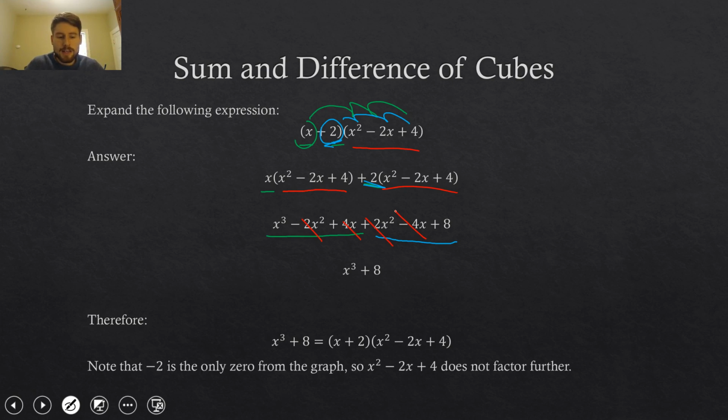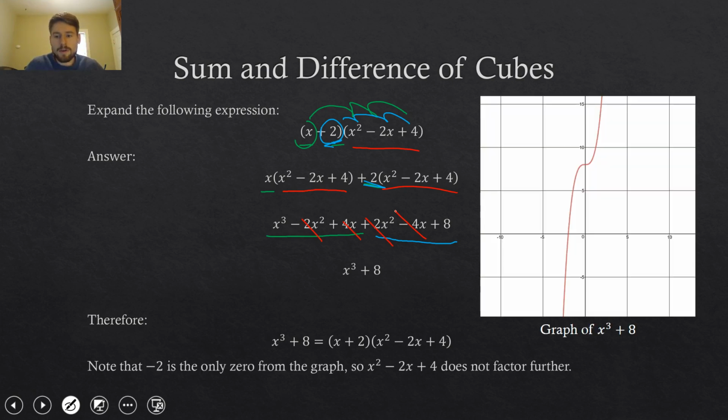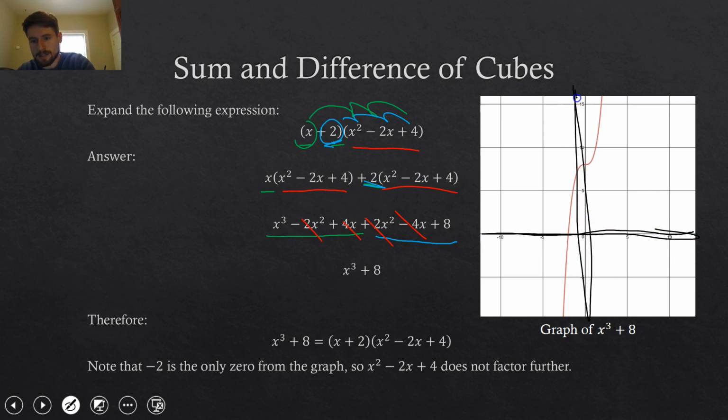And I want you to note that negative 2 is the only 0 from this graph. It's a little bit hard to see these axes, but I'm going to darken them a little bit. So here's our x-axis, and there's our y-axis. You can see that there's only that one 0 from the graph, because it's x cubed moved up 8. So we only cross the x-axis once.